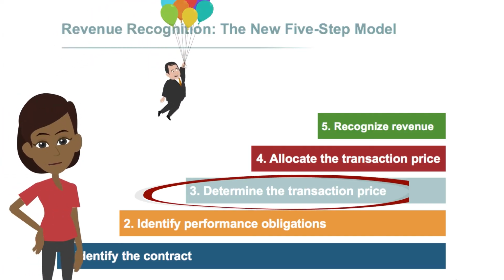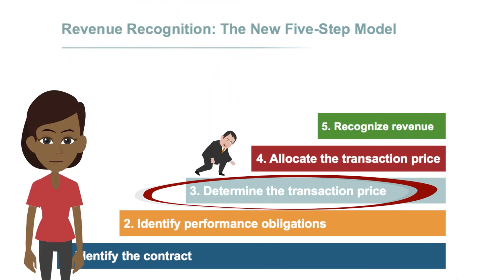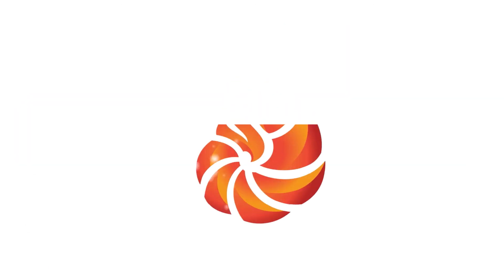We hope this presentation has helped you understand the basics of the third step in ASC 606, determining the transaction price. There are other GAAP chats available for each step of the new revenue recognition model.